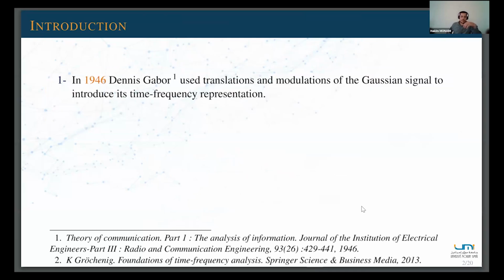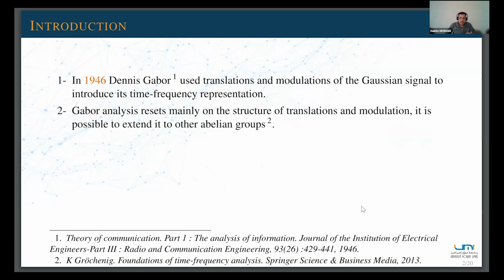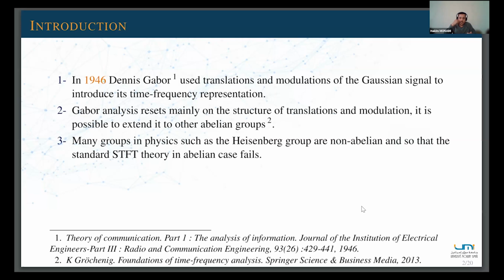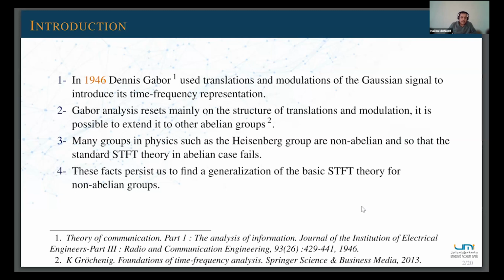In 1946, Denis Gabor used translation and modulation of the Gaussian signal to introduce its time-frequency representation for signals. This structure of translation and modulation extends to other abelian groups. But in physics, there are many groups that are not abelian, such as the Heisenberg group. So the abelian STFT theory fails. This fact pushes us to generalize the short-time Fourier transform theory to non-abelian groups.